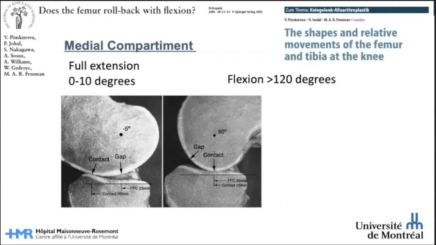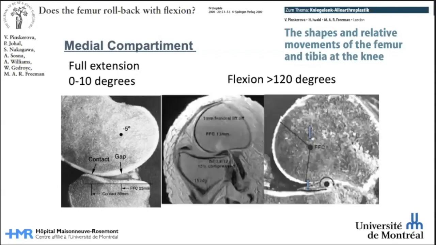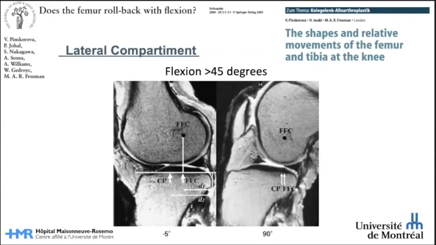When the knee flexes above 120 degrees on the medial compartment, the femoral condyles start to move posteriorly to a limited amount. This allows full flexion above 120 degrees, and as you can see here, the meniscus on the medial side is compressed against the femoral condyle in full flexion. In the lateral compartment, this is slightly different. The lateral femoral condyle stays centered until 45 degrees of flexion, and beyond 45 degrees starts translating posteriorly.